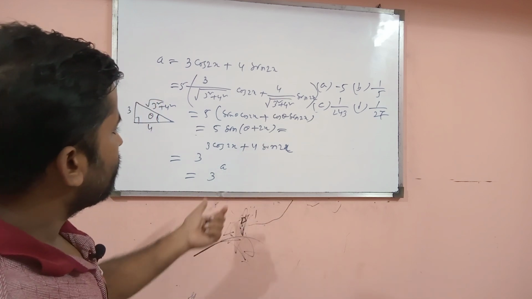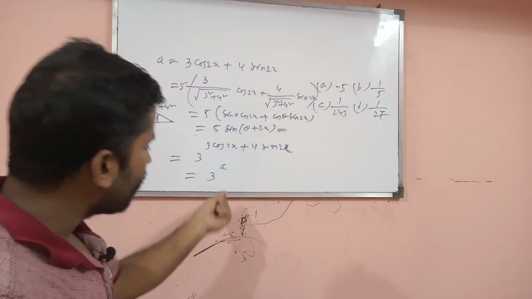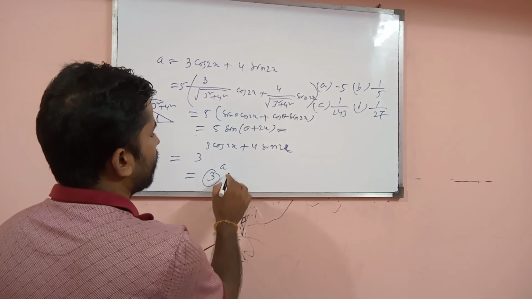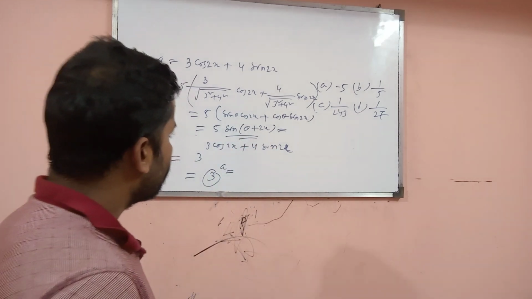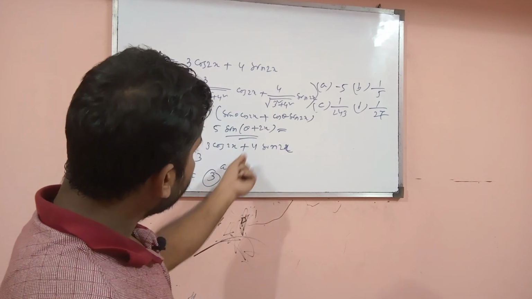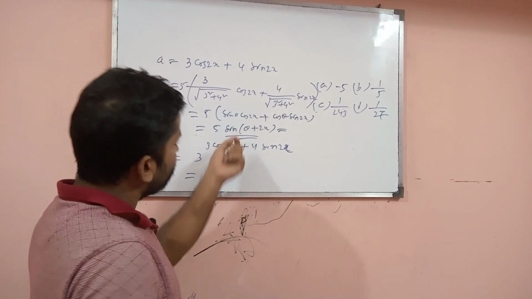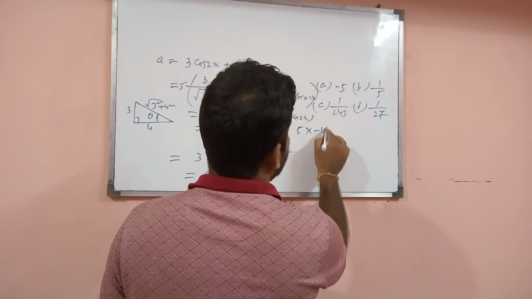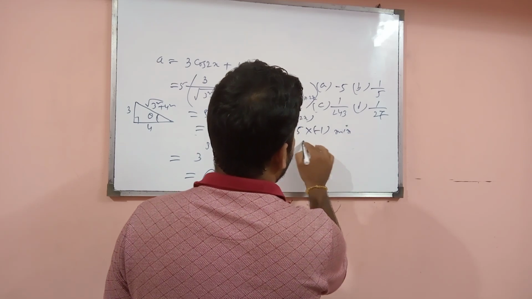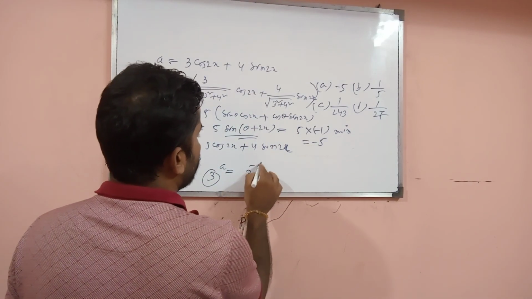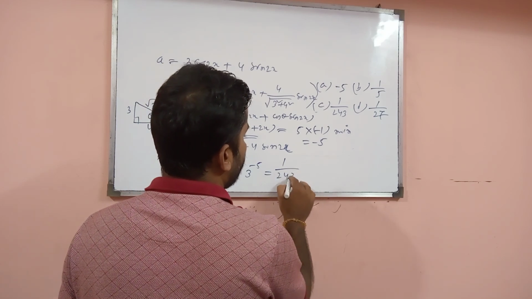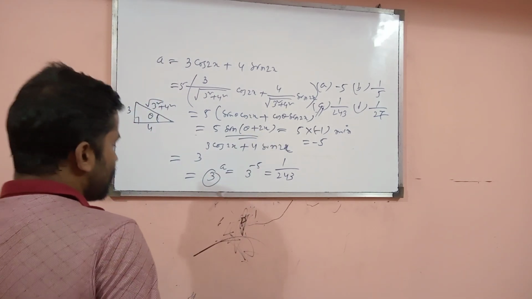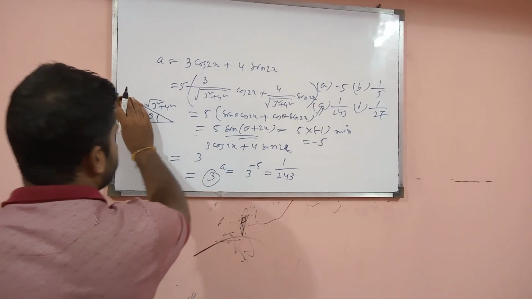Since we are asked to find its minimum value, and as 5 is constant and this portion is variable, it will be minimum when sine is minimum. But we know that the minimum value of sine is always minus 1, so its minimum value is minus 5. So 3 to the power minus 5 is 1 by 243. So the appropriate answer will be 1 by 243, that is option C is the appropriate option. Okay.